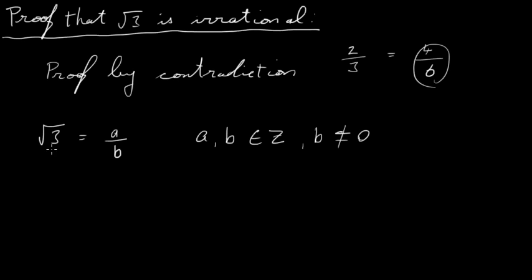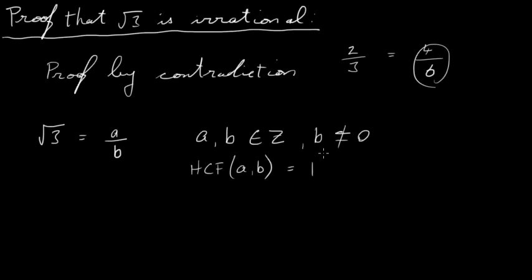So we're saying that root 3 in its simplest form is a over b. In other words, the highest common factor, the highest number that will divide into a and b, is 1. In this case, for example, 2 over 3, the highest number that will divide into 2 and 3 is 1. The highest number that will divide into 4 and 6, the same fraction but not in its simplest form, is not 1. It's actually 2. We can divide the top by 2 and the bottom by 2.